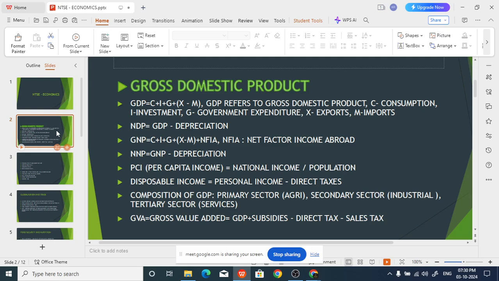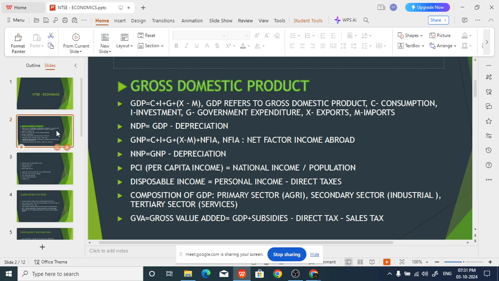GDP. What is the gross domestic product of India? We found out $4 trillion. Just now we said. How did they find out? GDP is equal to C, consumption, plus investment plus government expenditure, then bracket X minus M. X is exports. M is imports.